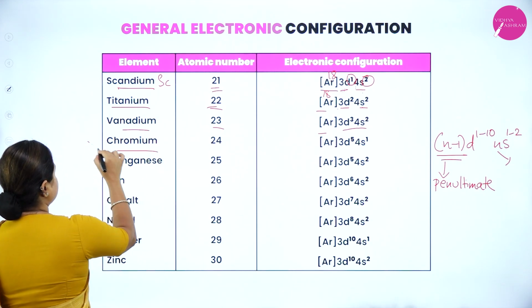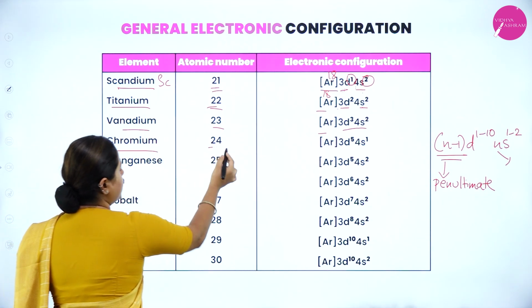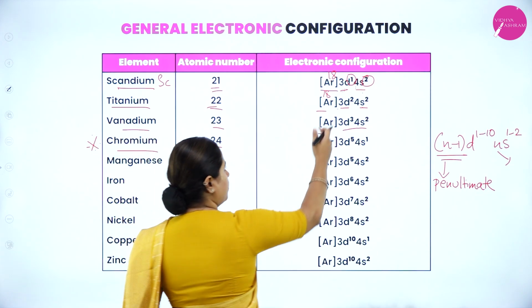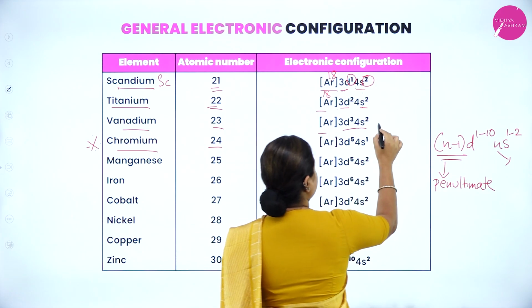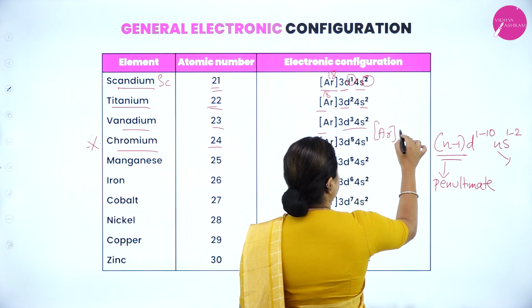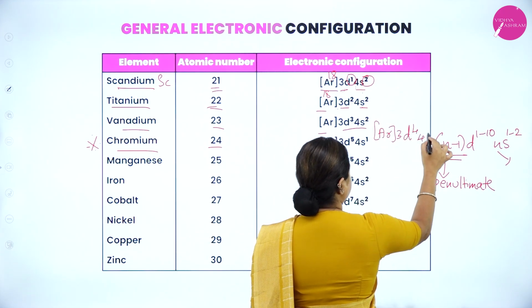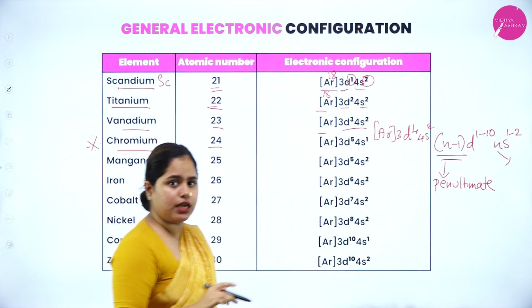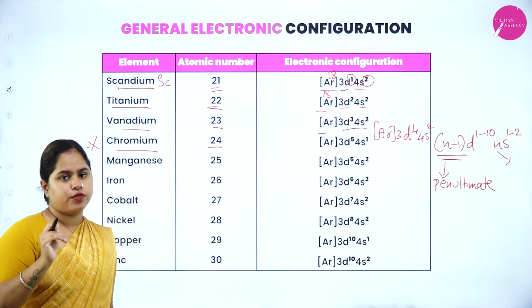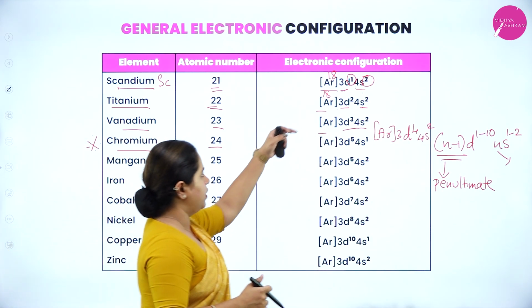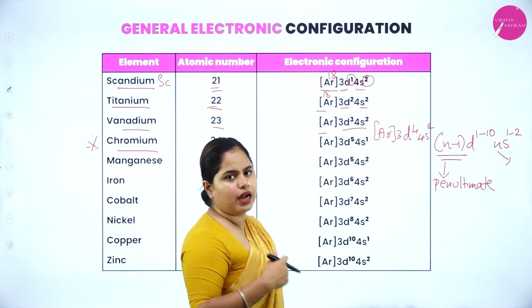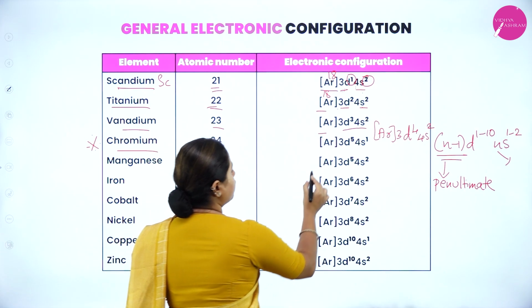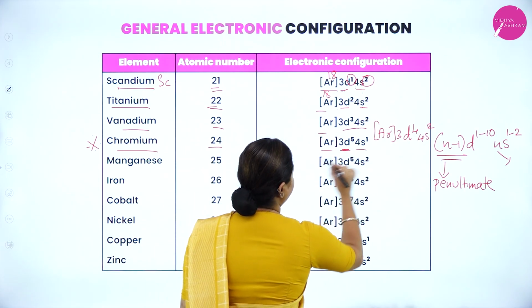Now chromium is an exception. The atomic number is 24. So coming in this order, what is supposed to be the electronic configuration of chromium? It is supposed to come as argon 3d4 4s2. Yes or no? It is supposed to come as argon 3d4 4s2, right? You have 3d1 here, 3d2 here, 3d3 here. The next one should be 3d4. But that is not happening. The electronic configuration is argon 3d5 4s1.